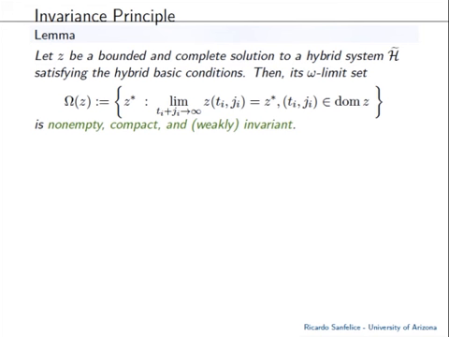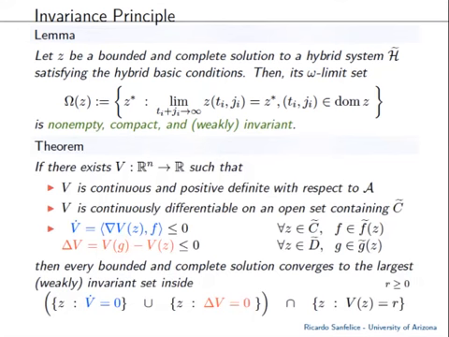And this is an instrumental part of proving invariance principles, where the omega limit set of a trajectory will be. So with this property, we can now look at the so-called invariance principle for hybrid systems. We go back to the assumptions we had before, now only the less-or-equal conditions. For every bounded and complete solution to this system, it converges to the largest invariant set inside the set of points where the variation of V along flows is equal to zero, union the points where the variation of the function V at jumps is equal to zero.